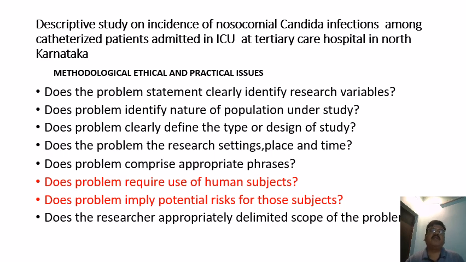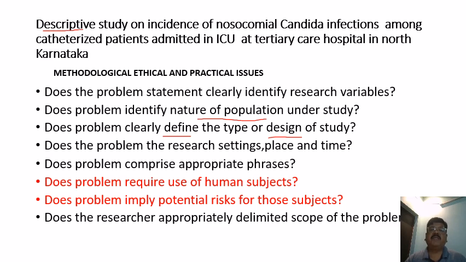A few other questions are also there. Methodological or ethical practices. Does the problem statement clearly identify research variable? Yes, incidence of candida in 40 patients. Does the problem identify nature of population? Yes. Which population? Catheterized individuals in ICU, which are giving the growth of candida in 40 patients. Does the problem clearly define the type and design of study? Yes, it is there. Descriptive study. So type of study is also there. Design of study, descriptive cross-sectional study you can tell.